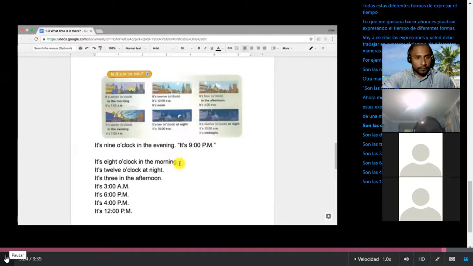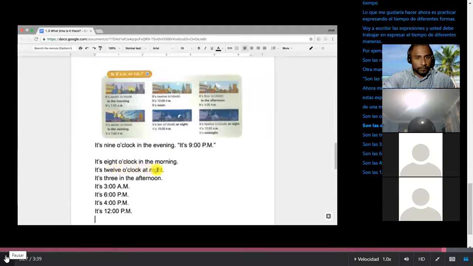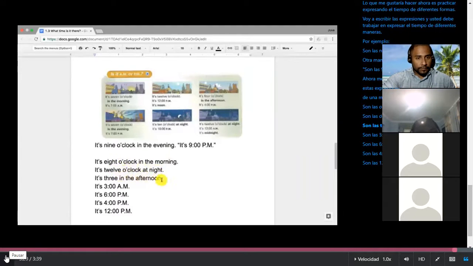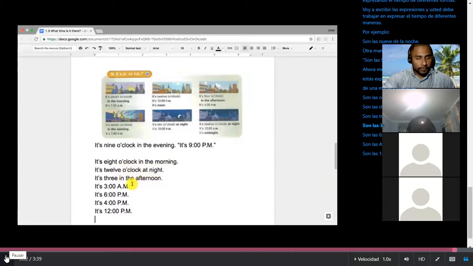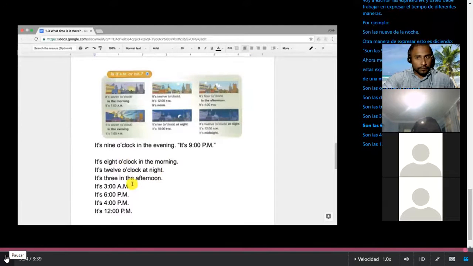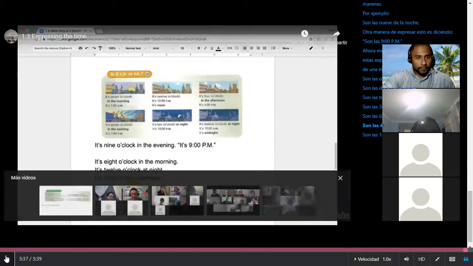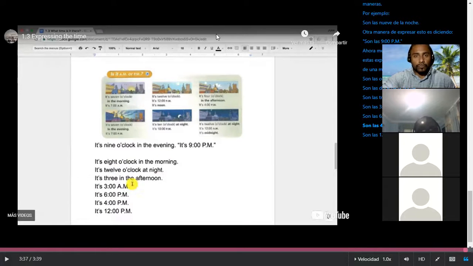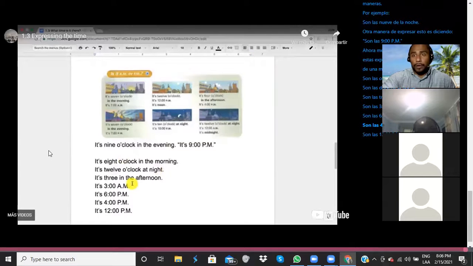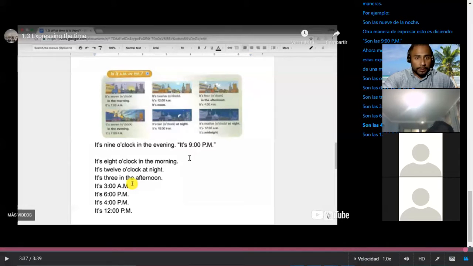It's 8 o'clock in the morning. It's 12 o'clock at night. It's 3 in the afternoon. It's 3 a.m. It's 6 p.m. It's 4 p.m. Okay, now on this activity, you're going to write the same two different ways. For example, it's 8 o'clock in the morning. You're going to write it like this.